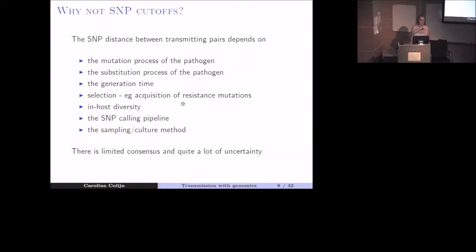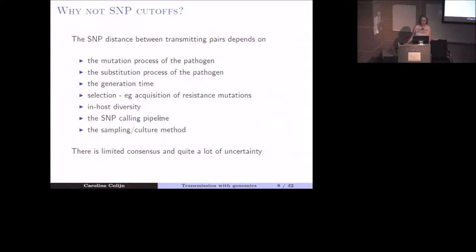Not all SNPs are the same. Some SNPs are housekeeping SNPs. Some SNPs are in highly variable regions that might occur faster. Some SNPs are SNPs that confer resistance to drugs that are being used in your community. Those maybe we don't want to treat as just the same as every other SNP.